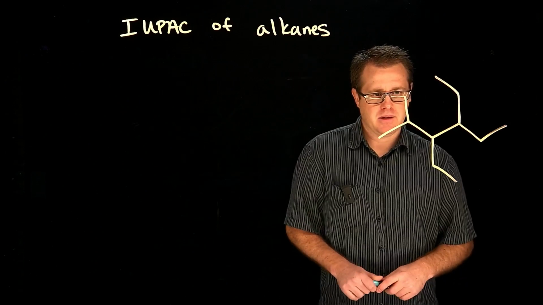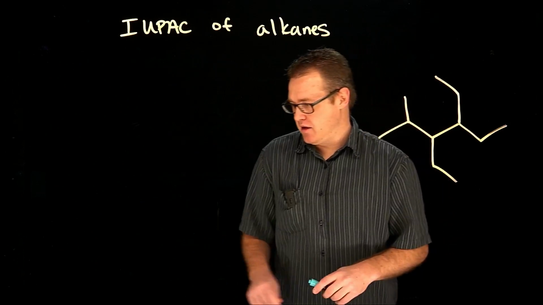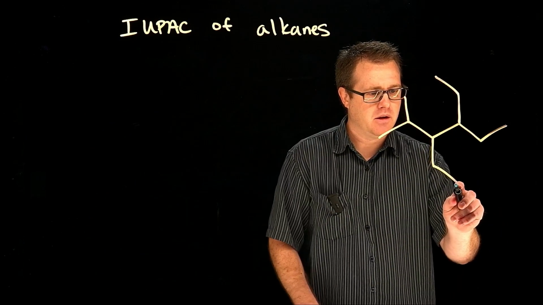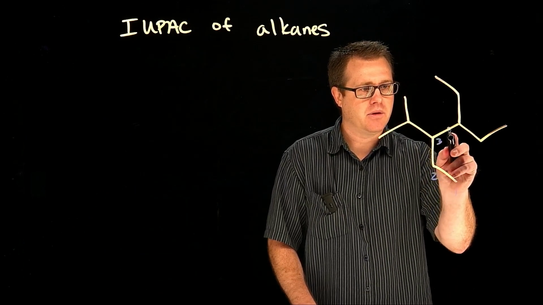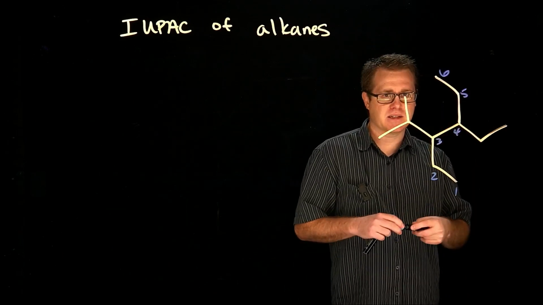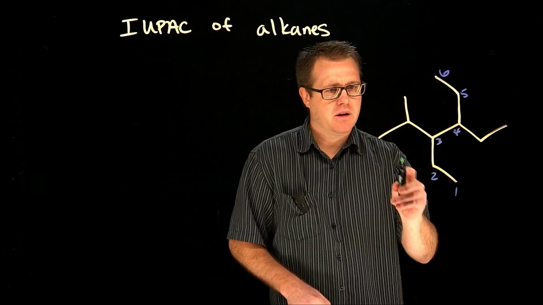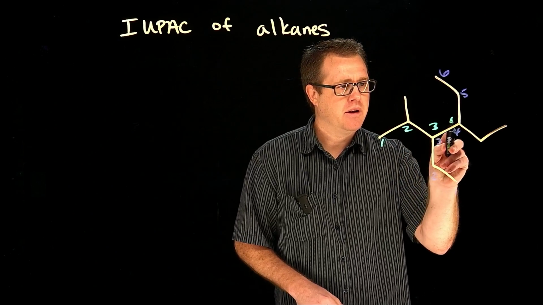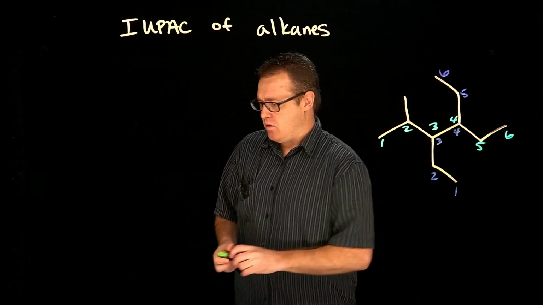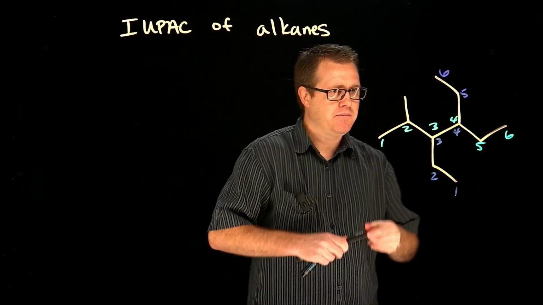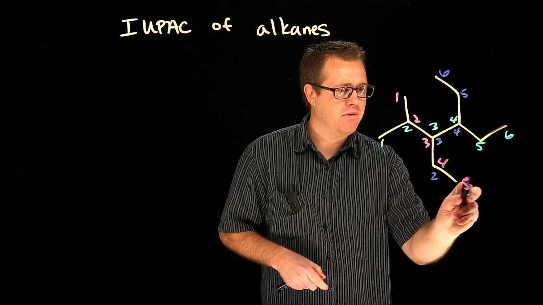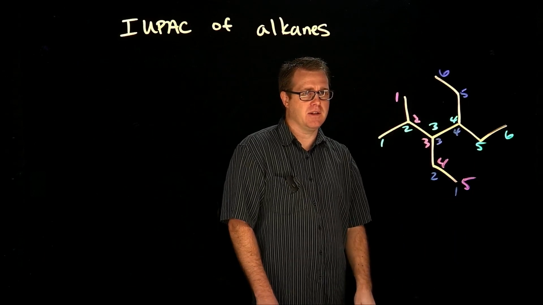Okay, tackling this one. Let's find the longest carbon chain here. What if I go 1, 2, 3, 4, 5, 6? Got to 6, okay? What if I try this pathway? 1, 2, 3, 4, 5. Okay, so that's shorter, so that's not a good one.